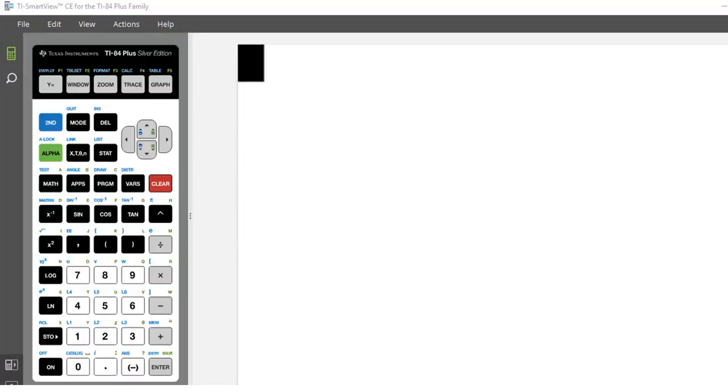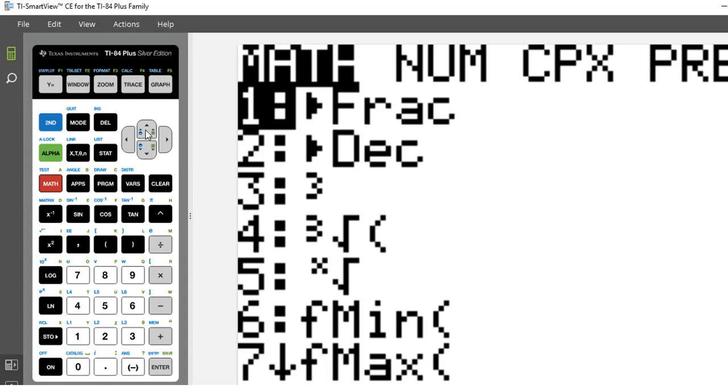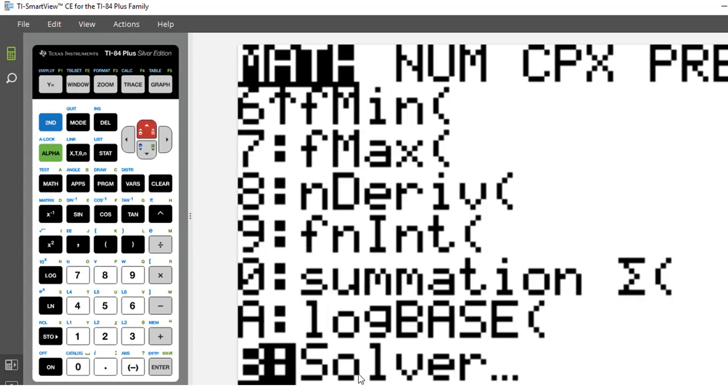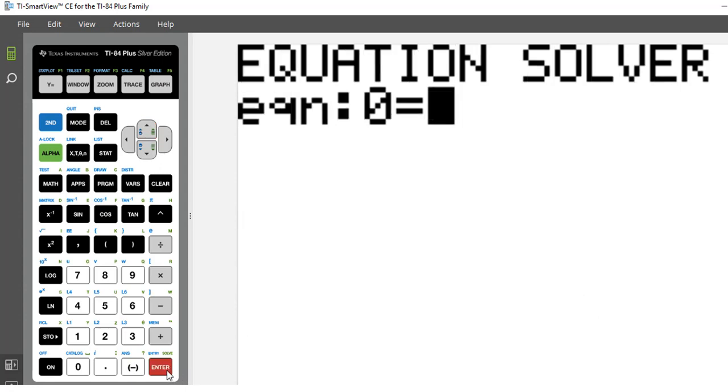In this video, I will introduce a very important application for this graphing calculator, that is equation solver. So we go to Math, then upper arrow, go to this equation solver. Enter.